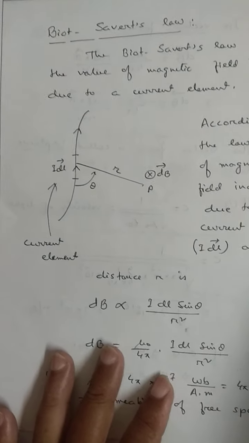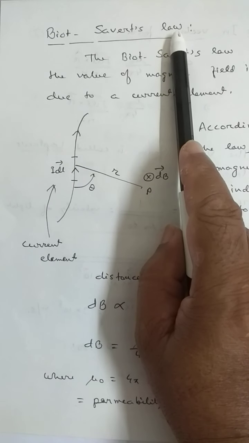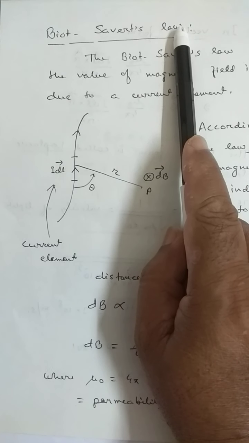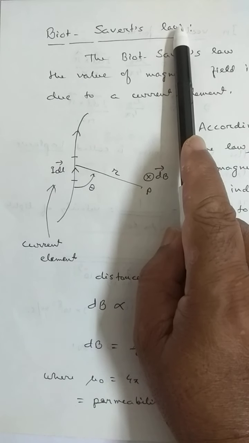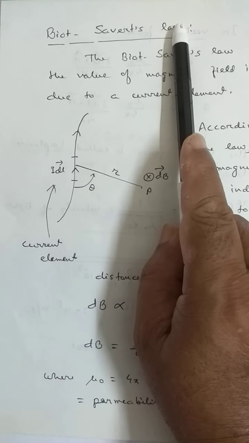Our next topic is the Biot Savart law. From the Oersted experiment, we know that when current flows through a wire, a magnetic field is produced around it. Now, with the help of the Biot Savart law, we can find out the value of the magnetic field intensity.